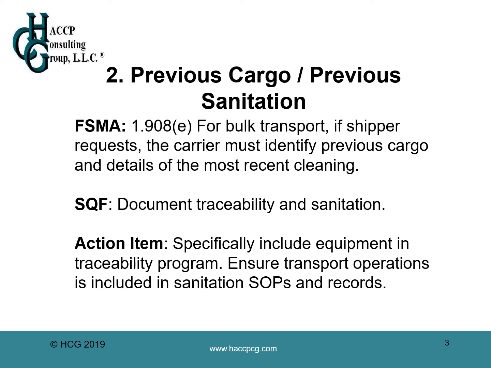So under FSMA, for bulk transport, if the shipper requests it, the carrier must identify previous cargo and details of the most recent cleaning. Now this relates to SQF and SQF's requirements for traceability and for sanitation. Under traceability, SQF really emphasizes tracing the product, but not necessarily the equipment. Many companies know where food came from and where it went, but do they also know what it touched and the history of that container or that food contact surface?